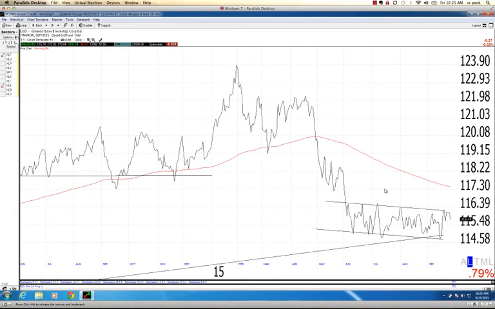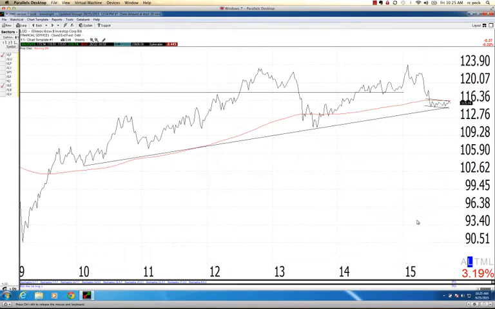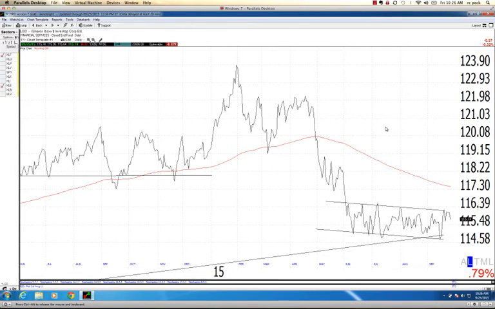Corporate bonds right here, still kind of deciding what to do. This was the big correction here for the stock market, so people didn't really rush into corporate bonds. If I zoom out and show you what's called a weekly chart back to 2009, you can see that there's some upward support coming in, but it's hitting up against its 200-week moving average. So not a lot of information coming out of the bond market.